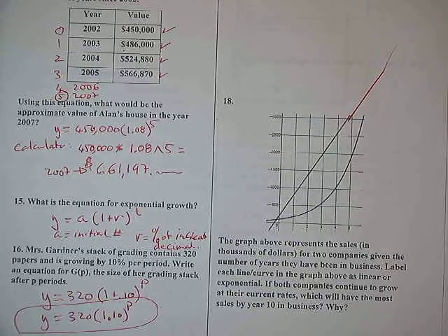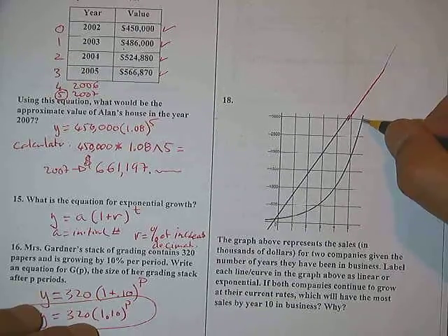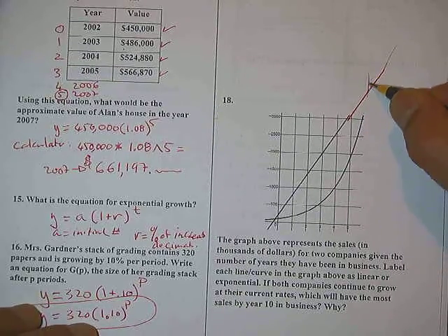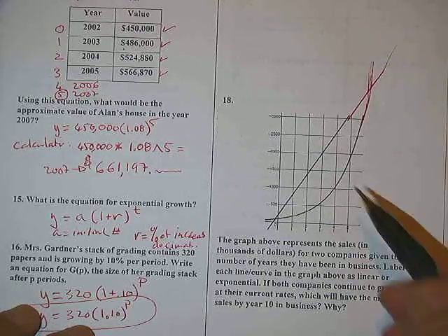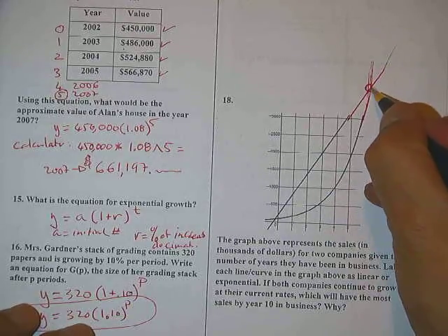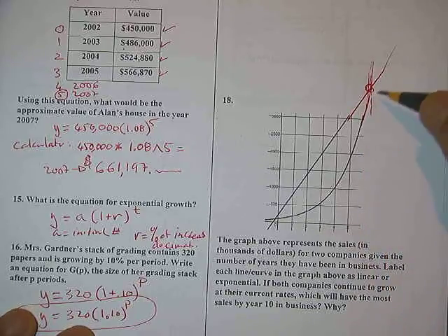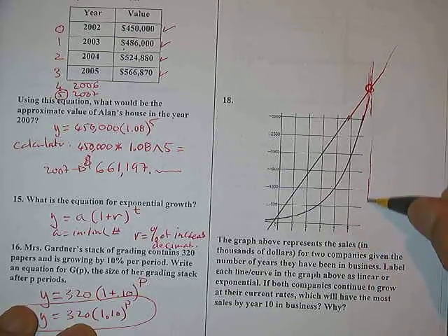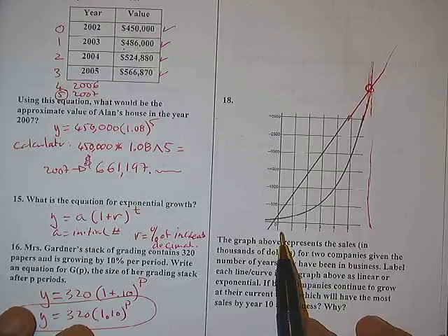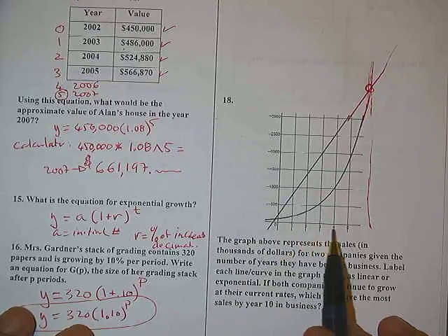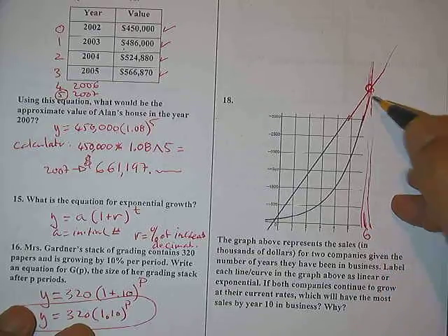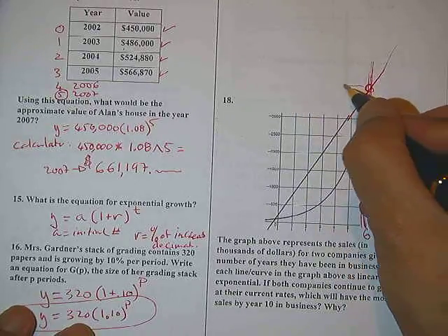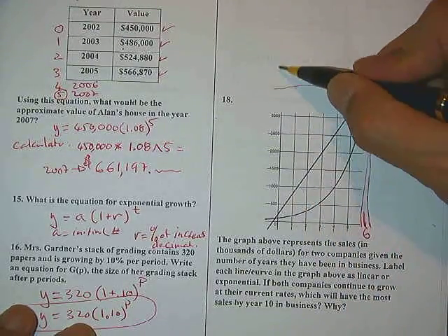All right, number 18. The graph above represents the sales in thousands of dollars for two companies given the number of years they've been in business. Label each curve above as linear or exponential. If both companies continue to grow at the current rates, which would have the most sales by year 10 in business? So the straight line, of course, is a linear function. Maybe I should use a straight edge, right? Yeah, I found a straight edge.